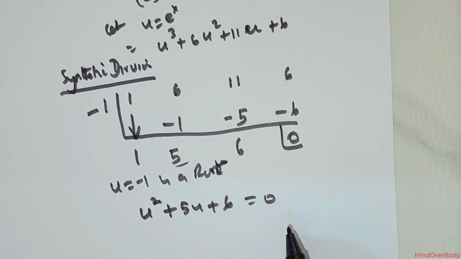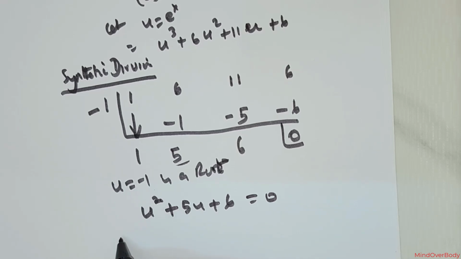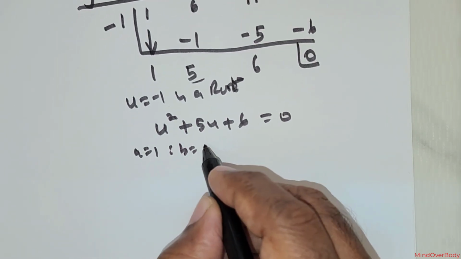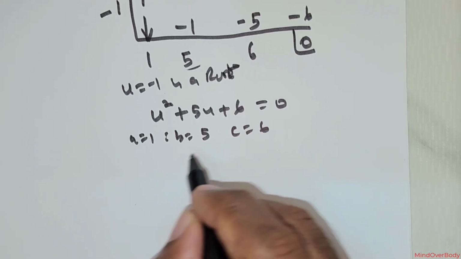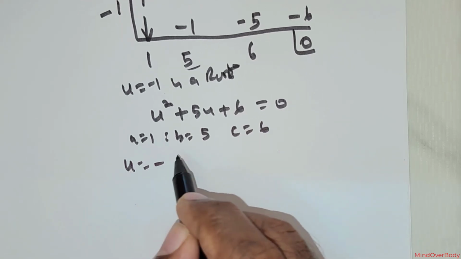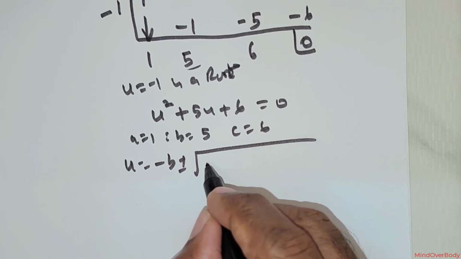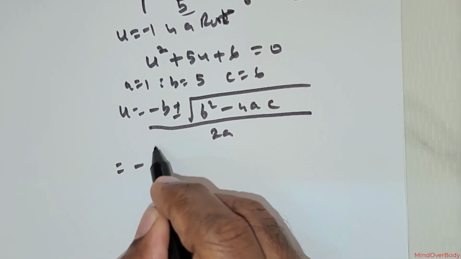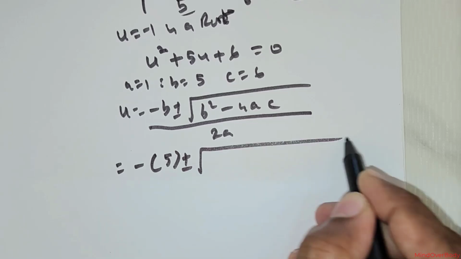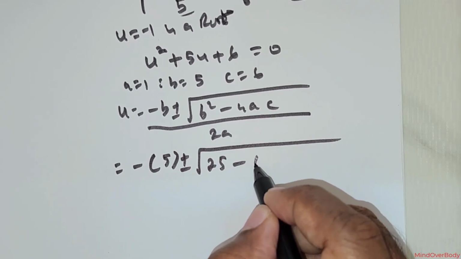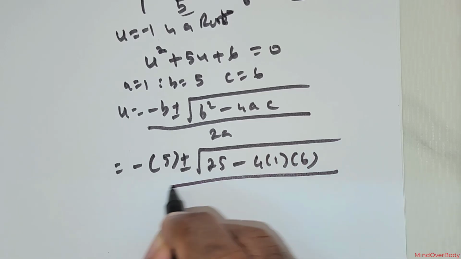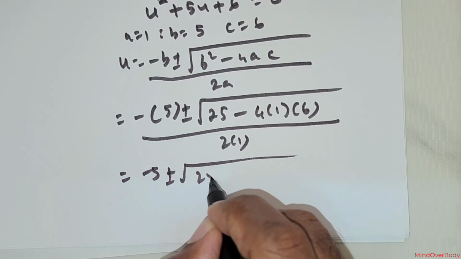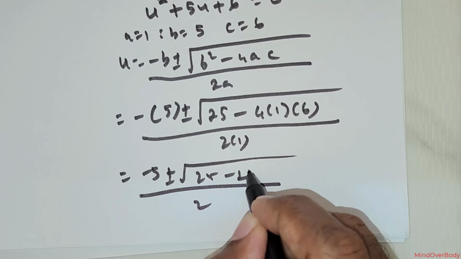Now you take it as an equation, equate it to 0, and then you use the quadratic formula. Now a is equal to 1, b is equal to 5, and c is equal to 6. So u is equal to negative b plus or minus the root of b squared minus 4ac, divided by 2 times a. So this gives us negative 5 plus or minus the root of 25 minus 4 times 1 times 6, divided by 2. This is negative 5 plus or minus the root of 25 minus 24, divided by 2.